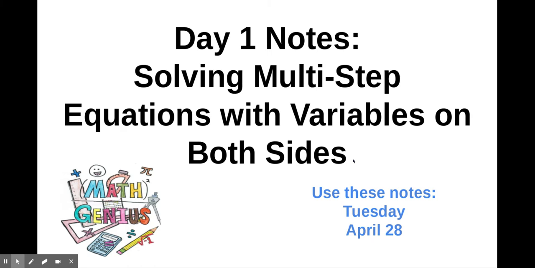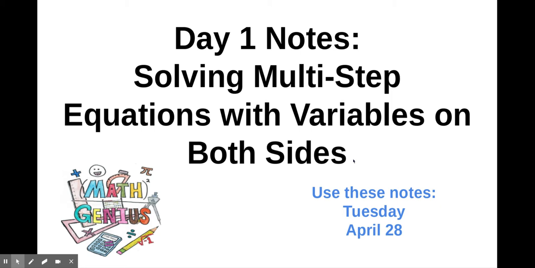This is solving a multi-step equation with variables on both sides. We were used to solving equations where we only had one variable term. We only had one x, and it was either on the right side or on the left side. And we did inverse operations. We added or subtracted, and then we divided.